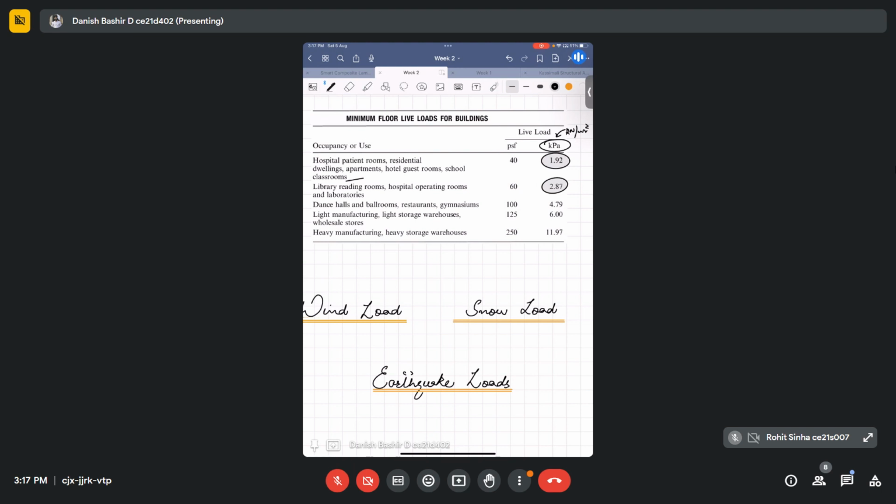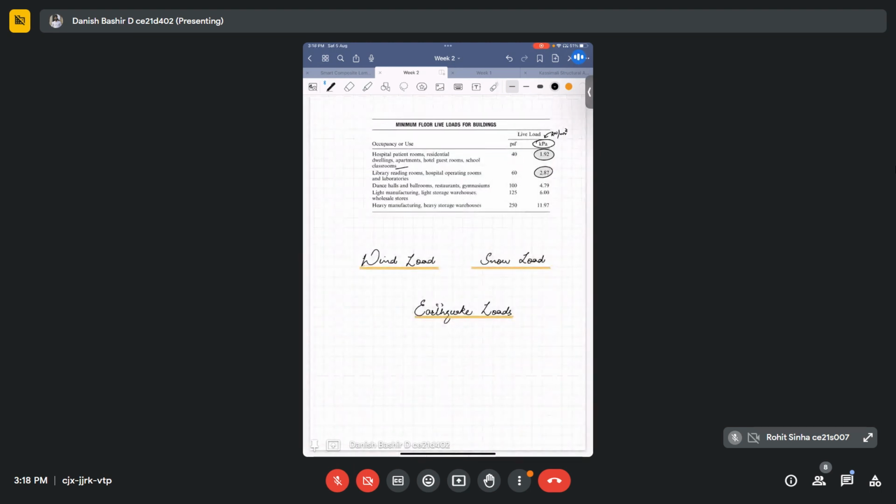Another category can be dance halls, restaurants, and gymnasiums. We can take for that 4.79 kilopascal. Then we have, I already told you, these come under environmental loads.